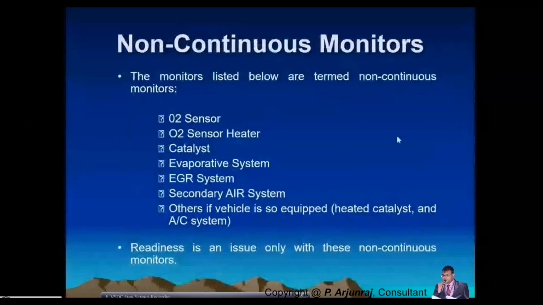So this helps you to monitor both continuous monitoring activities and also non-continuous monitoring activities. Some of the non-continuous monitoring activities with respect to the emissions include the oxygen sensors, catalyst sensors. You have the evaporation system and the EGR system. You also have the secondary air system. And with respect to the vehicle, we have the heated catalyst and also the AC system as well.